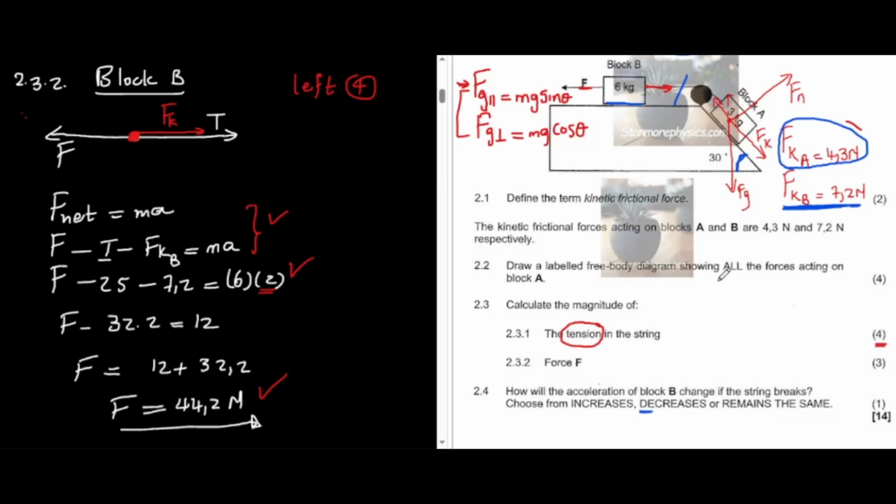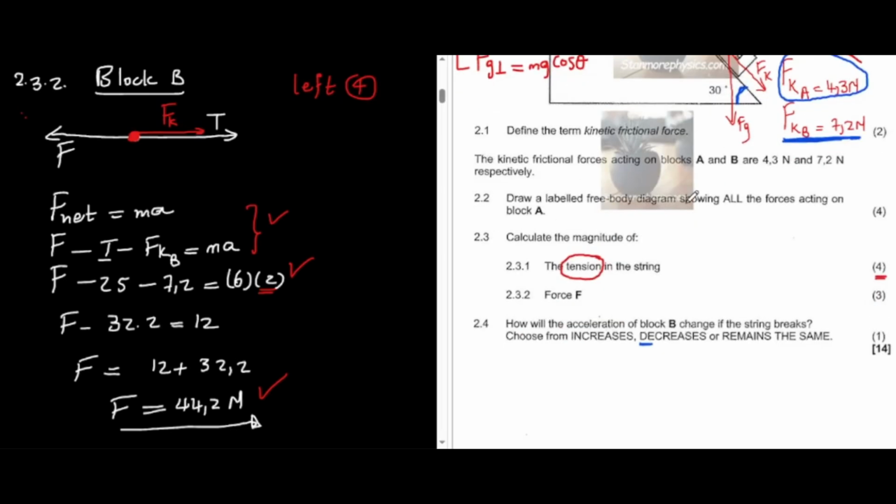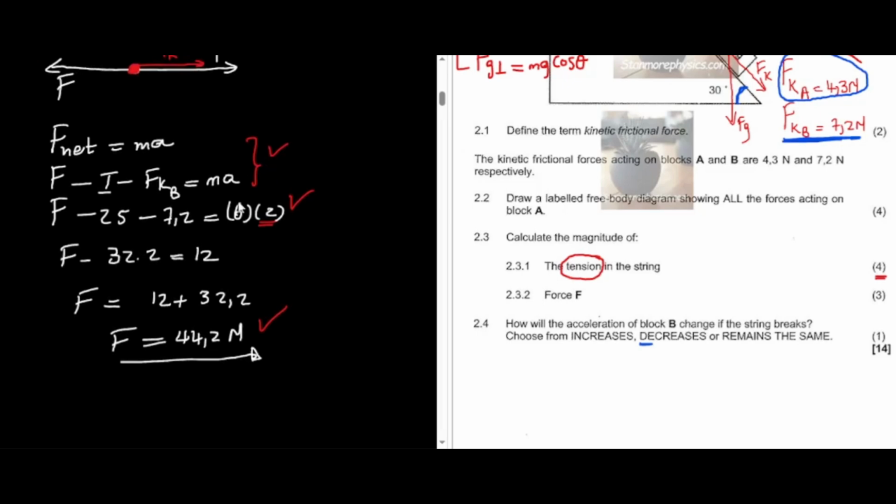So I'm going to say the acceleration will increase. Why? Because it will move down, and the more it goes down, the more it increases in acceleration, in velocity. I hope you guys understand that. So for this one, I'll go with increase. So my 2.4 is increase, and they don't want you to give them any reason. So tell them increase, then they'll be happy to give you that mark because you deserve it.